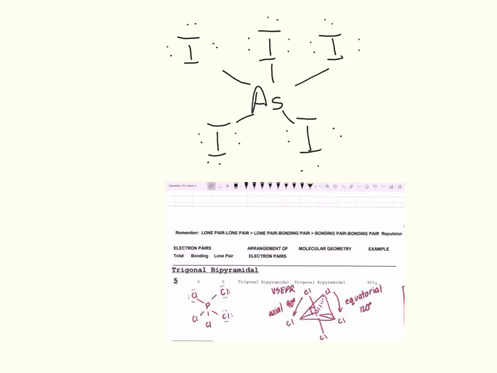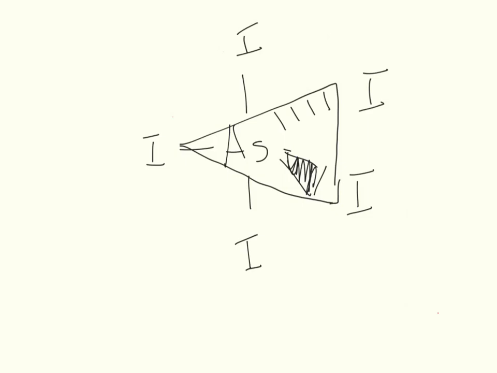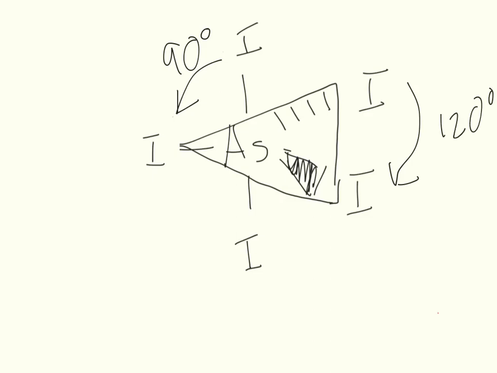Now in the next clip, I want to show you the VSEPR diagram of arsenic 5 iodide to see how it would look in the trigonal bipyramid form. Now here's a VSEPR diagram of a trigonal bipyramidal. Here you can see a trigonal shape which forms an axial angle, which is a 90-degree angle, and an equatorial angle, which is 120 degrees.